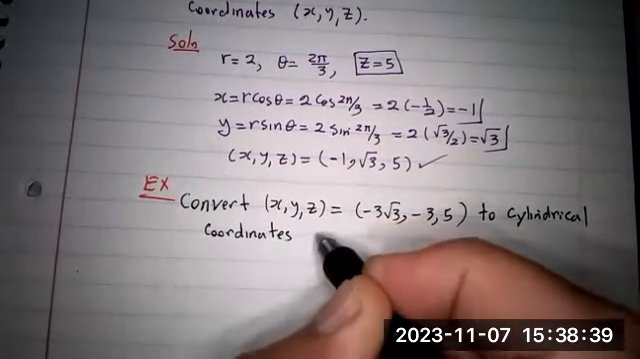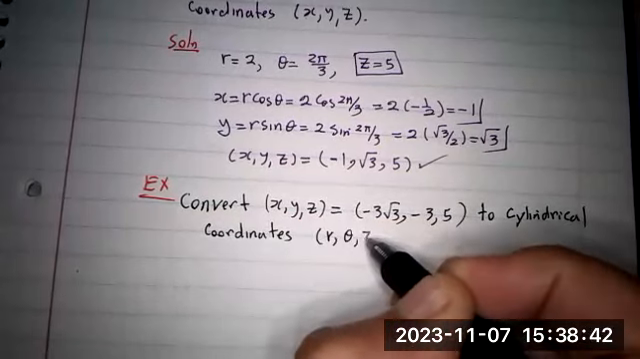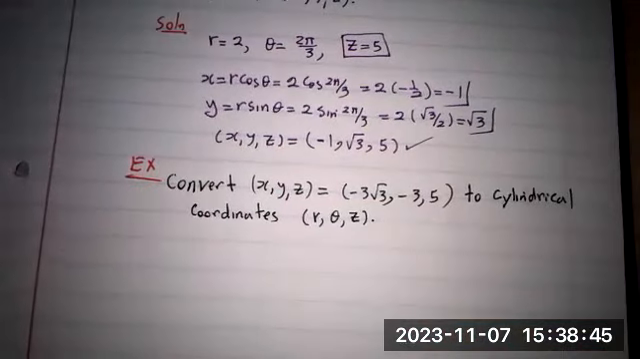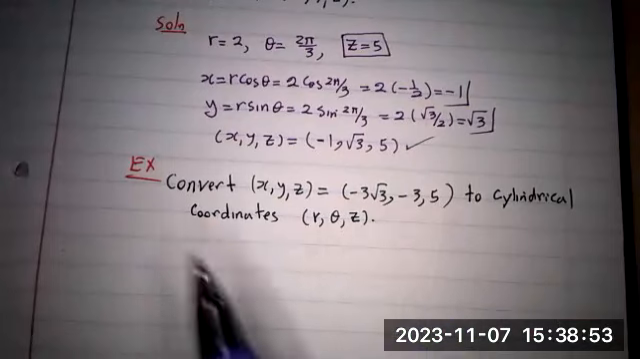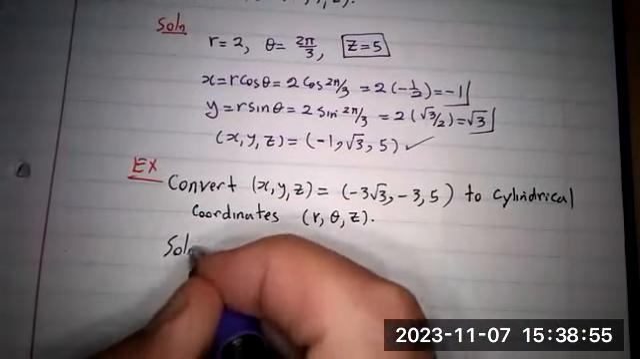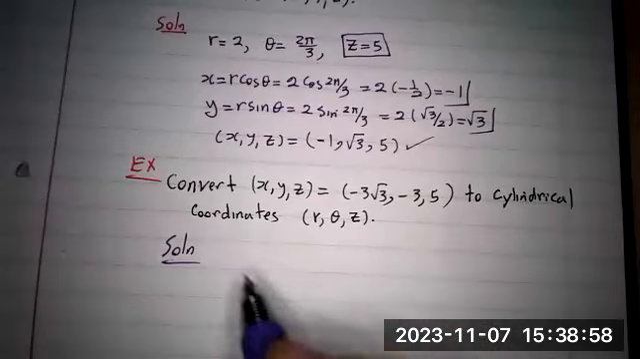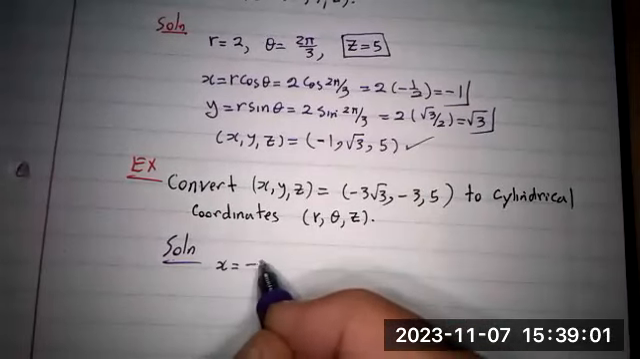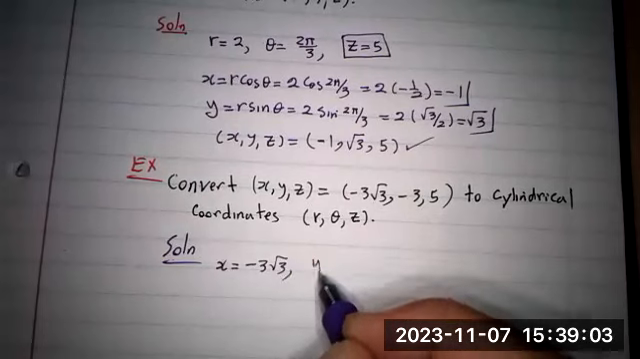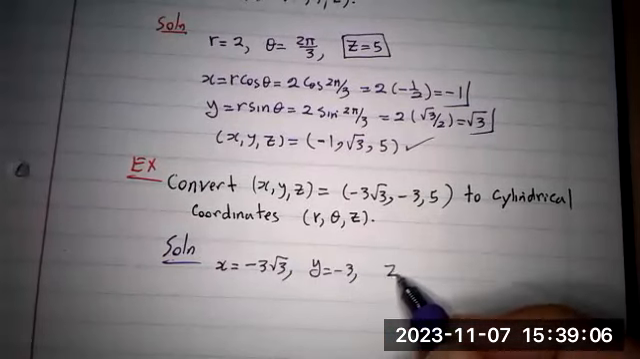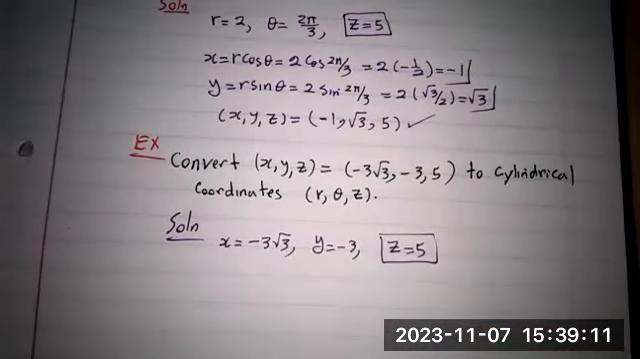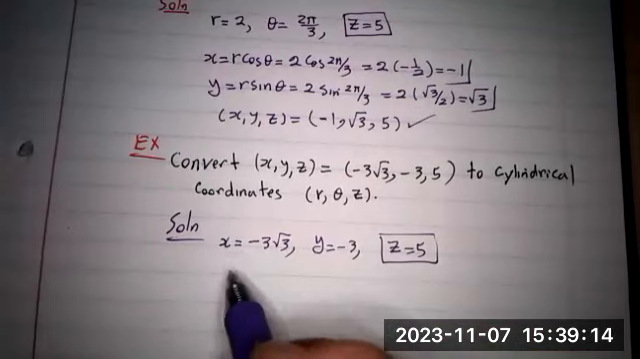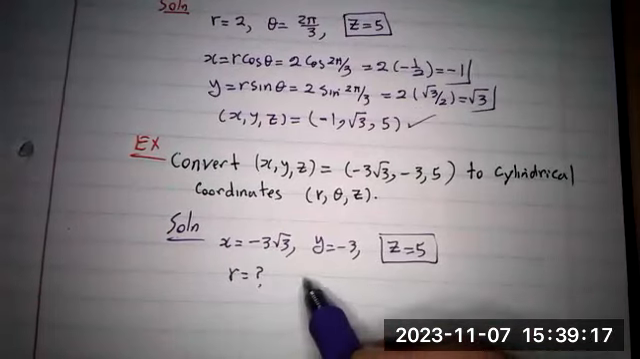So the cylindrical coordinate form is going to be r, theta, and z. Again, your z is fixed, it is 5. So you have to find the r and the theta. Solution. Start with the given information. Your x is -3√3, your y is -3, and your z is 5. Again, z is fixed. So what you have to do is find the r and find the theta.